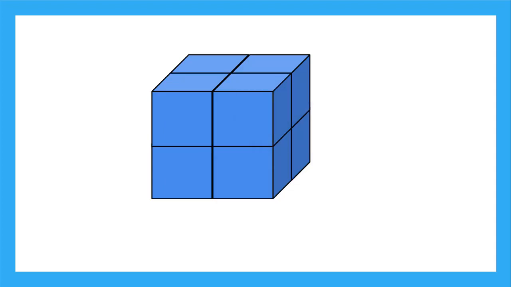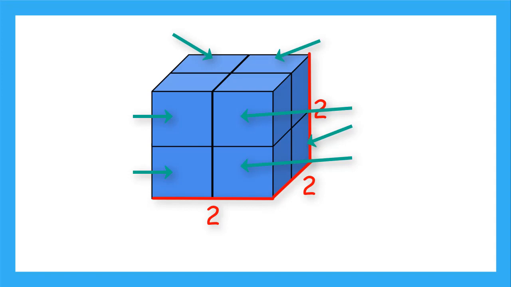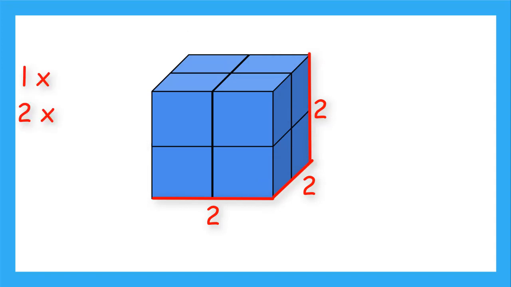Let's look at this square prism to start. Notice that this prism is made up of cubes. We see that the prism is 2 cubes long, 2 cubes tall, and 2 cubes deep. So we know the length, the height, and the width of this prism. We can count how many cubes this prism is made out of, and we would count 1, 2, 3, 4, 5, 6, 7, 8 cubes. Or we can multiply the length, 2, times the height, 2, times the depth, 2, and we get the same number of cubes, 8.